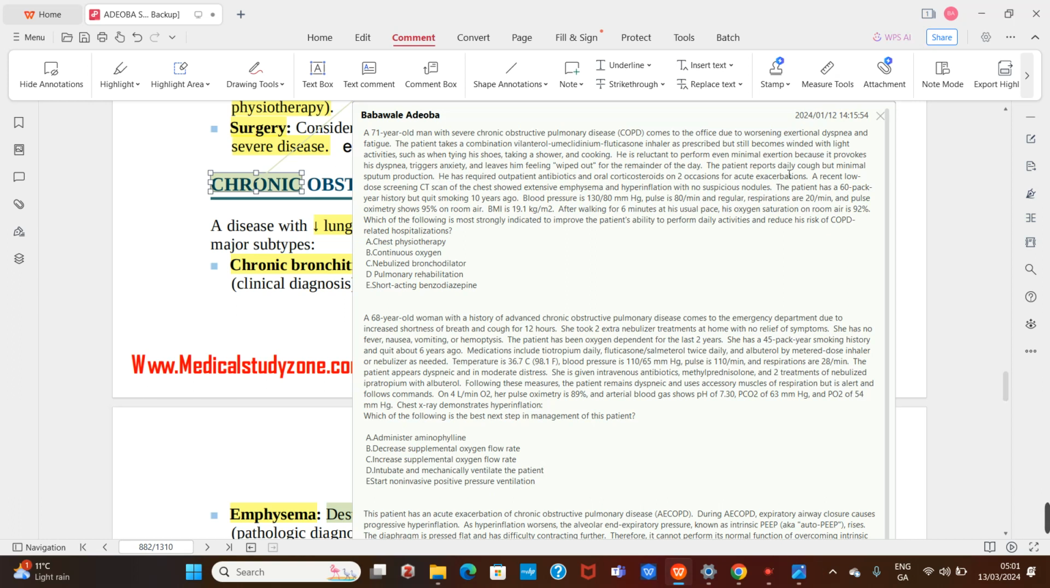The patient reports daily cough but minimal sputum production. He has required outpatient antibiotics and oral corticosteroids on 2 occasions for acute exacerbation.